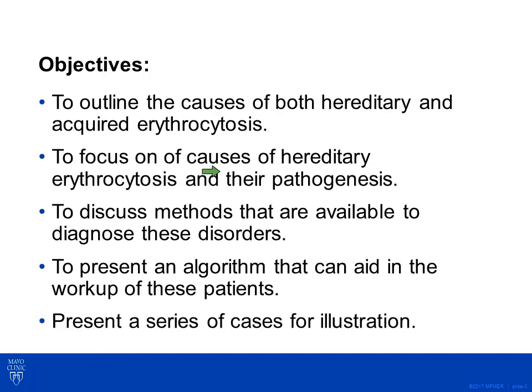Here are our objectives for this webinar that we'll be going through today. I plan to outline the causes of both hereditary and acquired erythrocytosis, but we will focus mainly on the causes of hereditary erythrocytosis and their pathogenesis. I will then discuss methods that are available to diagnose these disorders, and then present an algorithm that can aid in the workup of these patients. And then finally, I'll present a series of cases for illustration.